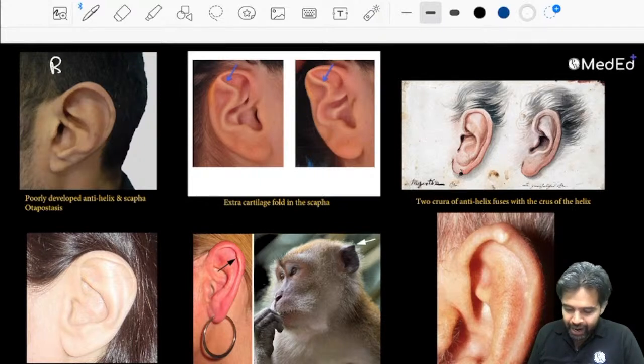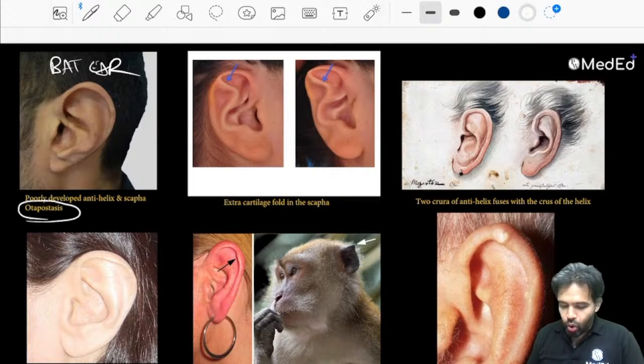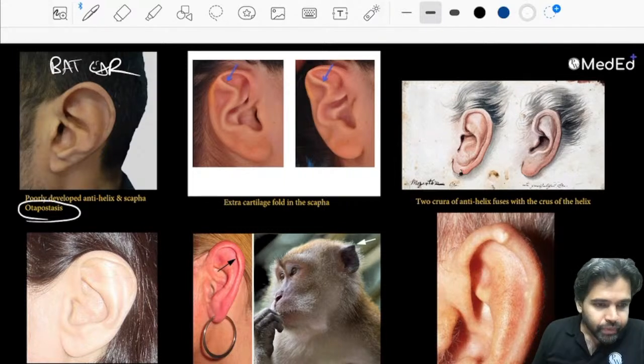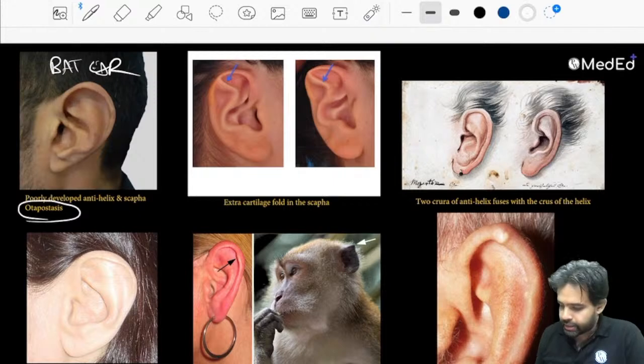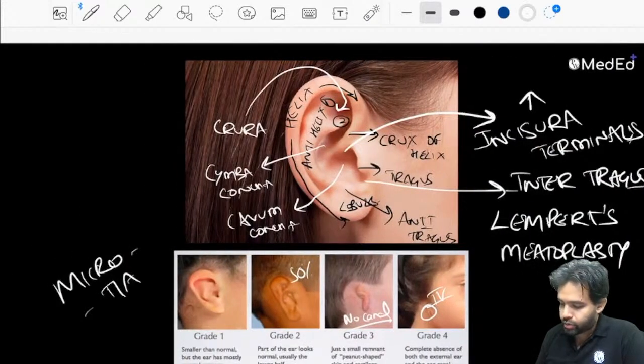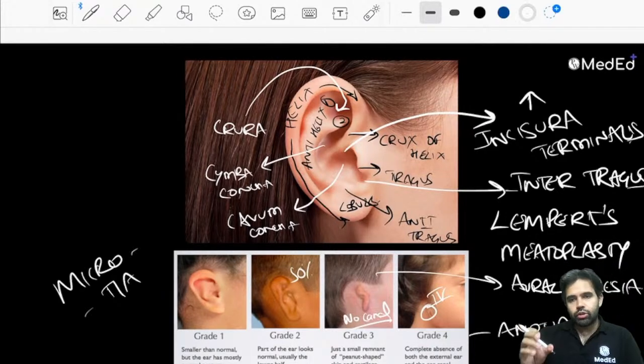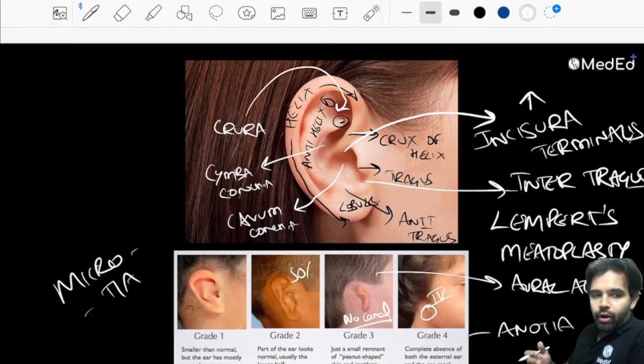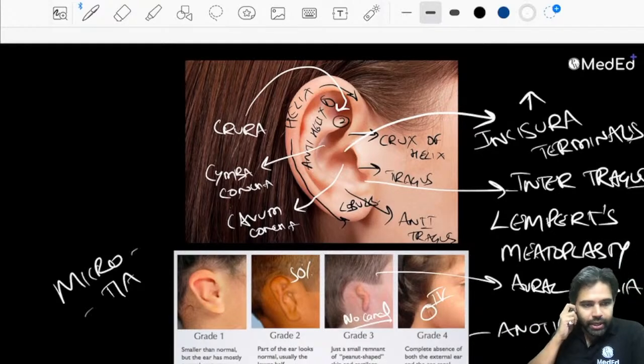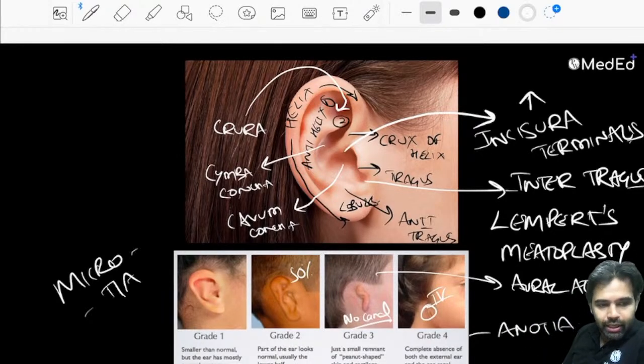This first one is bat ear. This is asked a lot. Bat ear has another name, otapostasis. The fourth grade is also called anotia, because there is no ear. In the third grade, where the canal is not there, it is called aural atresia. So micro is small, anotia means none, and aural atresia is this. Treacher-Collins syndrome is related to grade 3 or grade 4. So Treacher-Collins is related to grade 4. Okay, anotia.